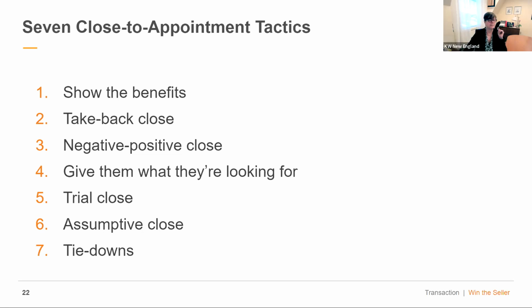Seven, close to appointment tactics. Let's talk about that. Great news: the same close to appointment tactics you use with buyers basically work with sellers. So let's look at them. Don't leave any conversations without asking for an appointment multiple times. It's okay. You're a real estate person, not a florist. They're expecting you to be a little bit motivated. If you're not motivated, they're going to think you're not motivated. So it's okay to ask for an appointment.